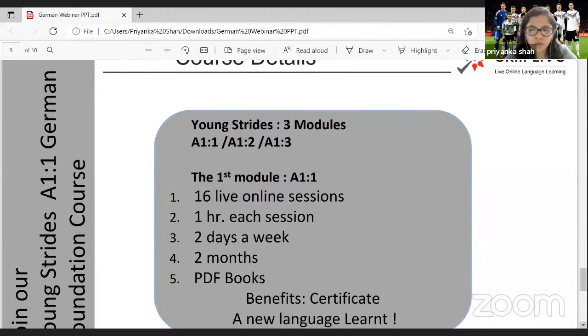And what do we do? We learn with the PDF books. There are PPTs, there are videos like we saw today. So it is fun and we have a lot of activities which we do to make you learn, so that at the end of the day, what is the benefit? You get a certificate and you have learned a very nice language.